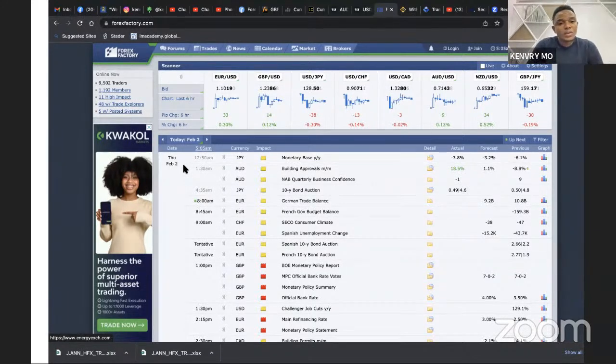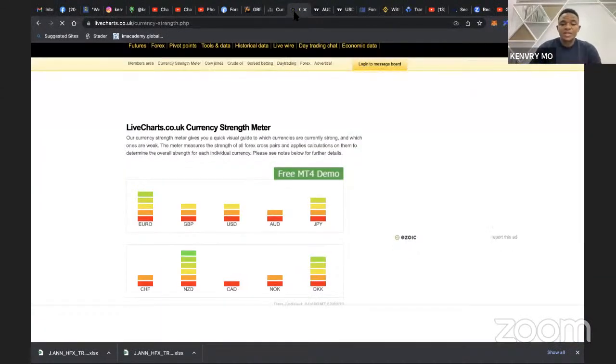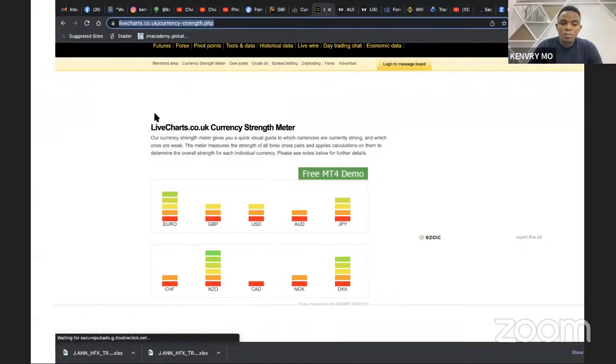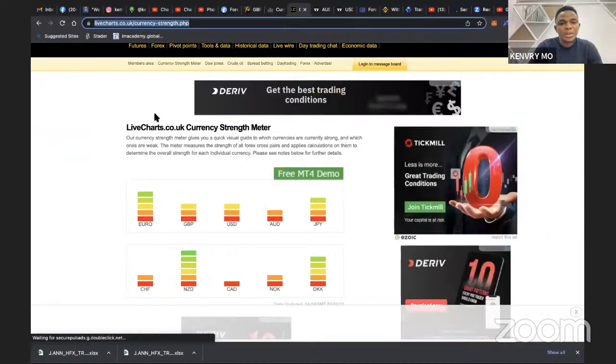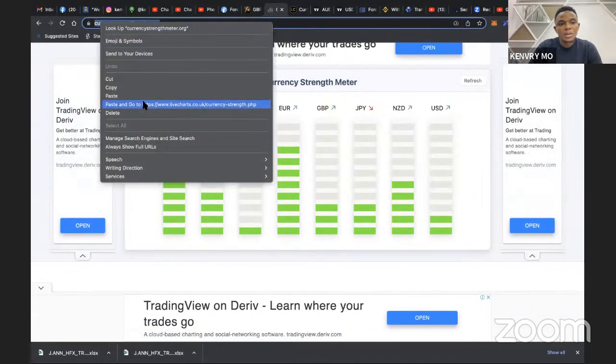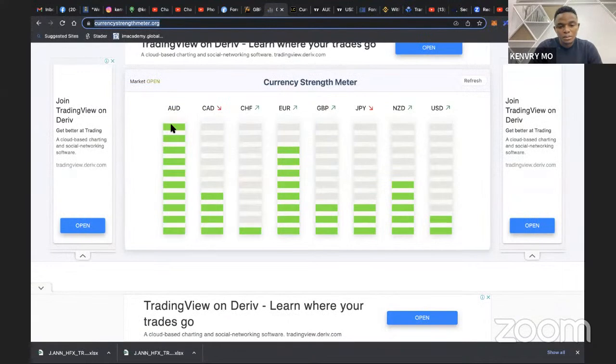So checking the sentiment, I use three things in checking the sentiment. I use lightchart.co.uk. So you can copy this. I'll put the 3 websites: currencystrengthmeter.org and Finviz.